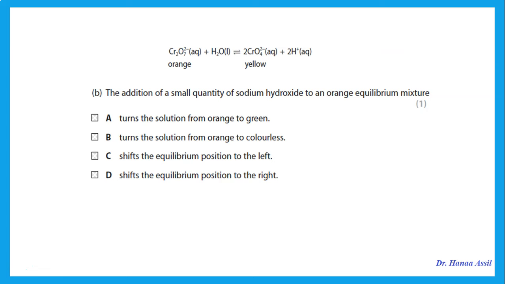For this reaction, it says the addition of a small quantity of sodium hydroxide to an orange equilibrium mixture. So we're starting with orange, Cr2O7. Now, if we add a small quantity of sodium hydroxide, what is the effect? Sodium hydroxide is a base. It will react with the acid that is formed as a product. That means I am taking away the product, and that means the reaction will go forward to form more H+. If it goes forward, it will change from orange to yellow. The equilibrium shifts to the right.